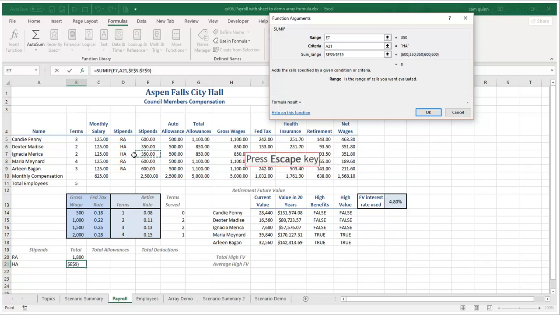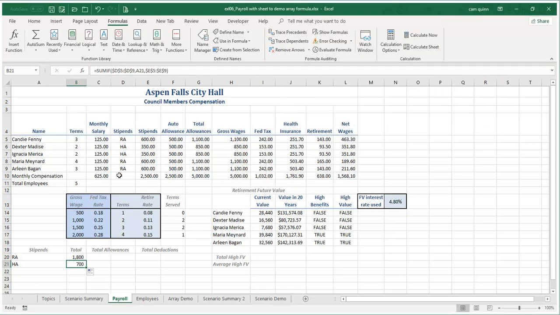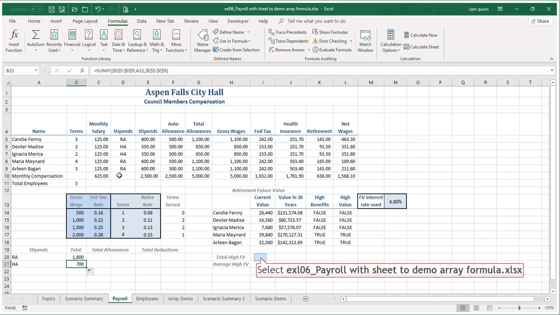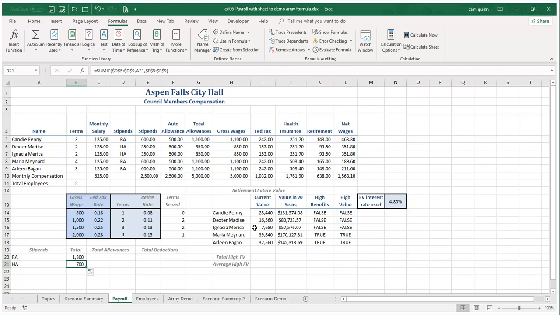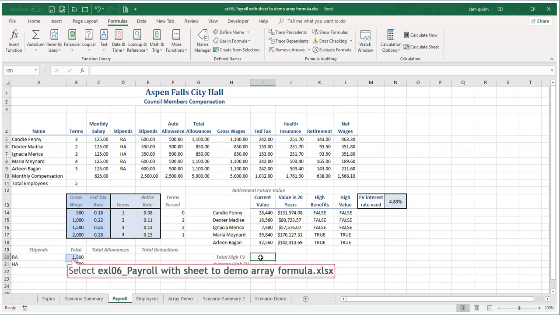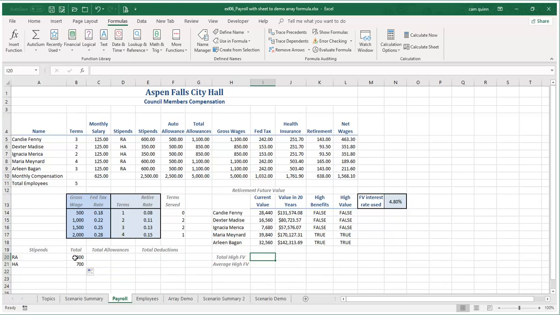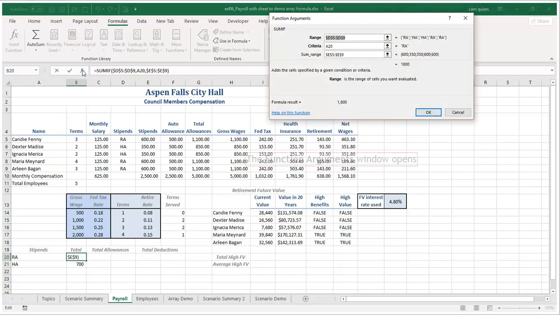Now SUMIFS is basically the same thing, but it allows you to search for more than one thing. So we're going to go to I-20. Let me just go back here for a second and look at the SUMIF function. So what it's saying is there's the range and there's the criteria. It looks in that range for this, and when it finds it, it adds up the corresponding value here.